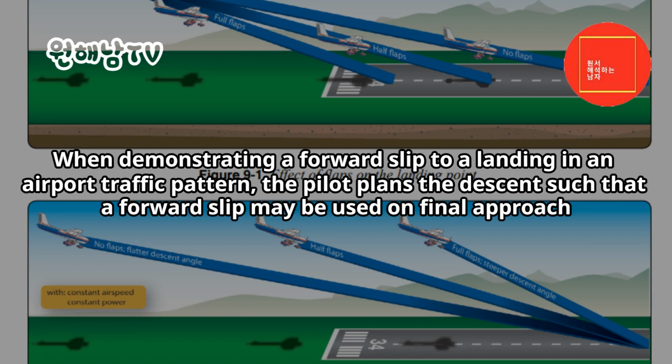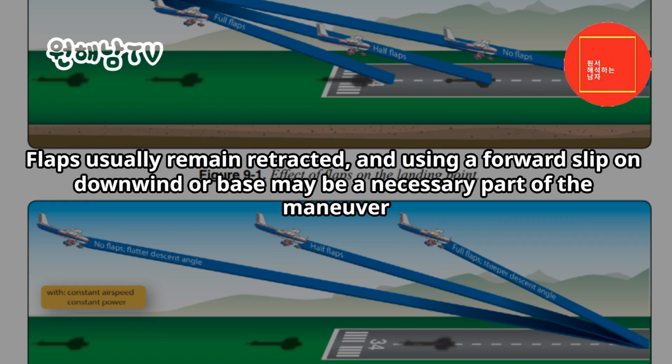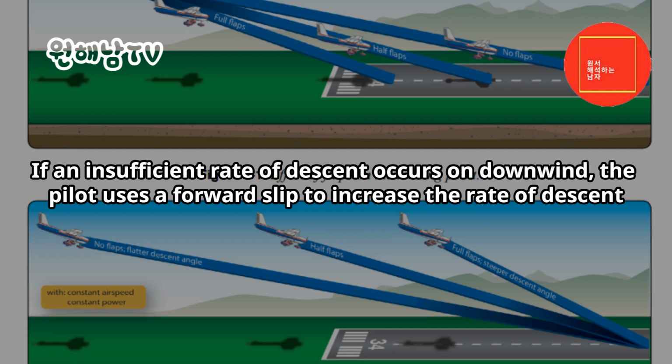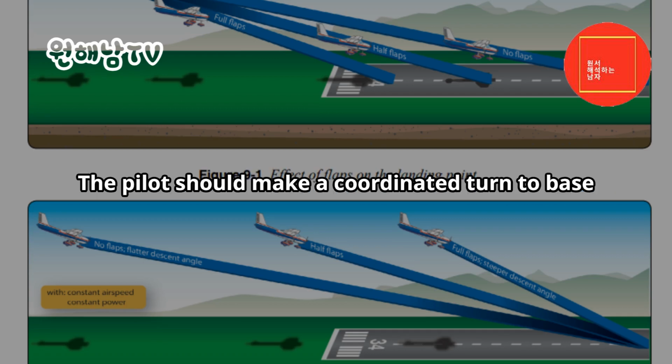When demonstrating a forward slip to a landing in an airport traffic pattern, the pilot plans the descent such that a forward slip may be used on final approach. Flaps usually remain retracted, and using a forward slip on downwind or base may be a necessary part of the maneuver. When abeam the landing point on the downwind leg, the pilot initiates a descent by reducing power to idle. If an insufficient rate of descent occurs on downwind, the pilot uses a forward slip to increase the rate of descent. The pilot should make a coordinated turn to base.